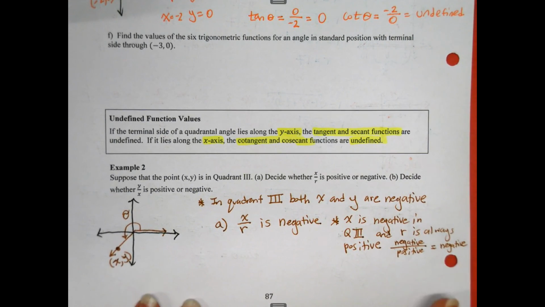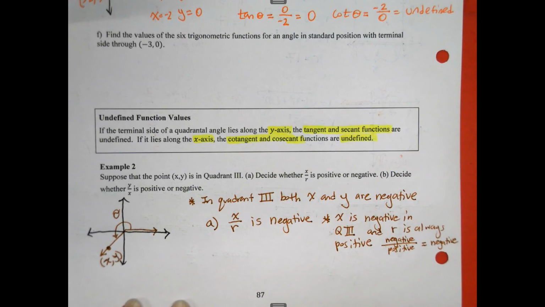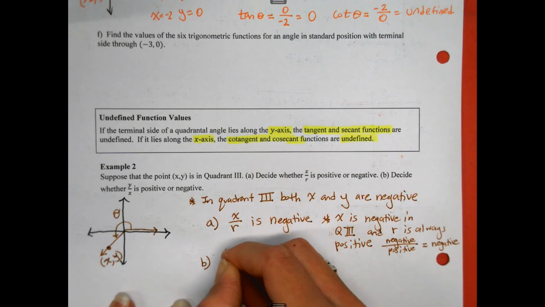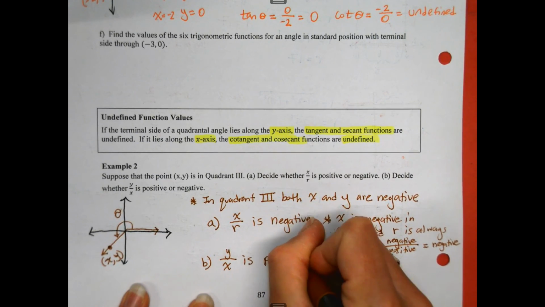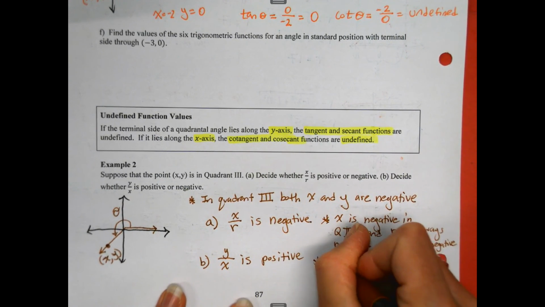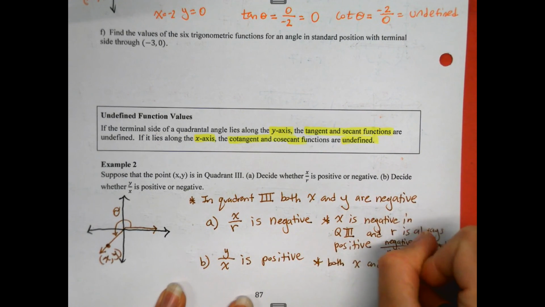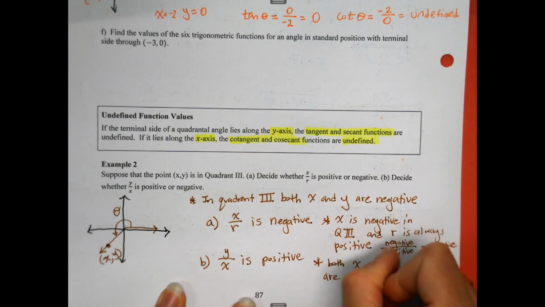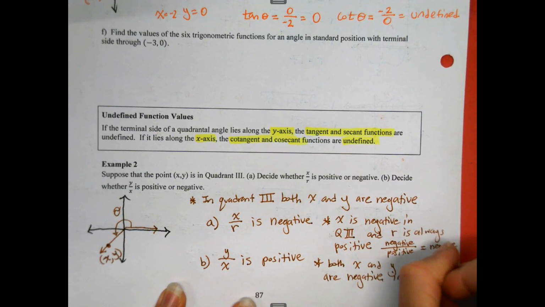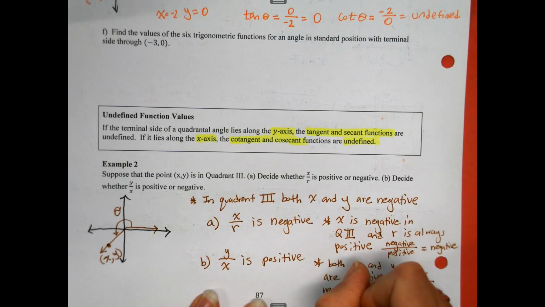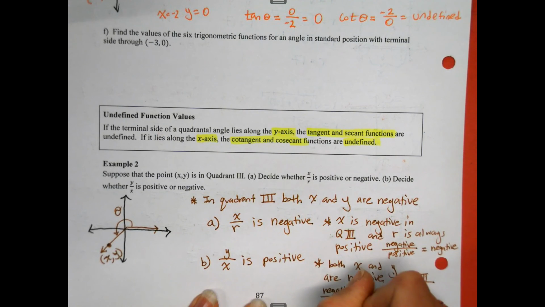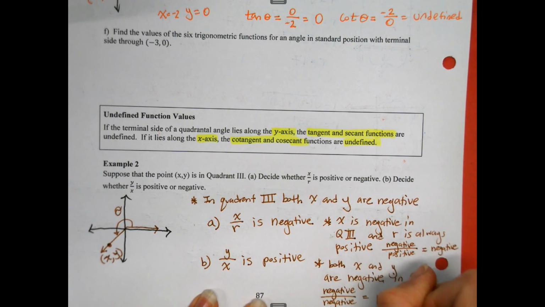And then for part B, determine whether y over x is positive or negative. Y over x is going to be, well, if y is negative and x is negative, a negative divided by a negative is positive. And we know that because both x and y are negative in quadrant 3, and a negative divided by a negative is equal to a positive.